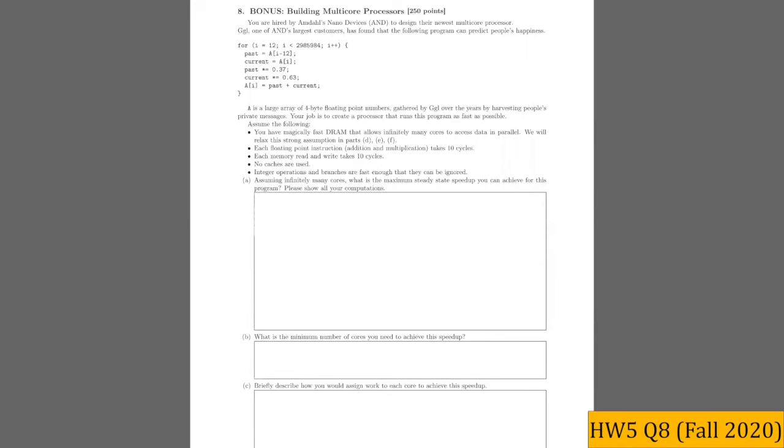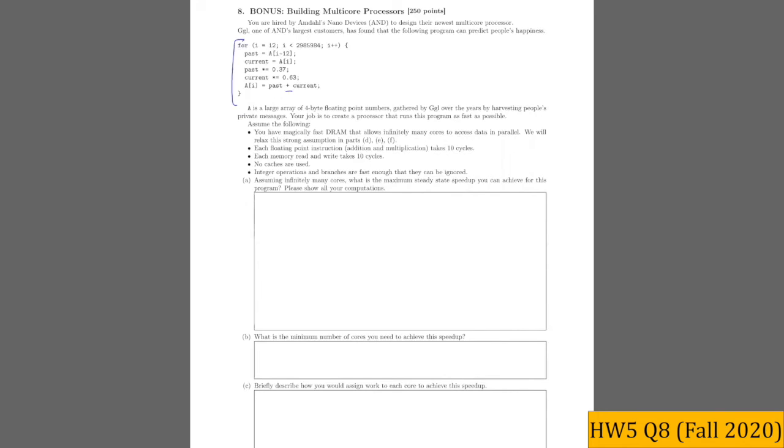So it's a for loop here. Some values are read, written to past, same for current, some multiplication happening, and addition, and again the result is written to AI. So A is a large array of 4-byte floating point numbers gathered by GGL over the past years by harvesting people's private messages. Your job is to create a processor that runs this program as fast as possible.